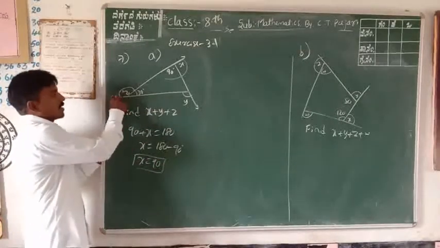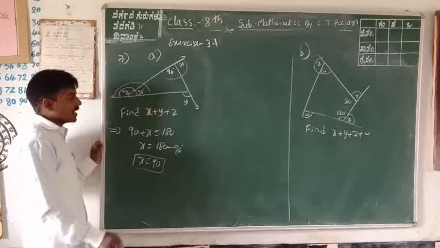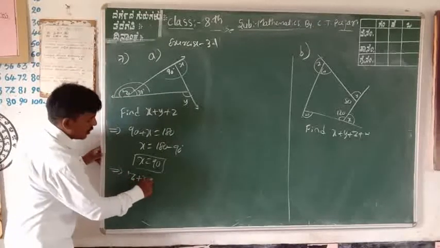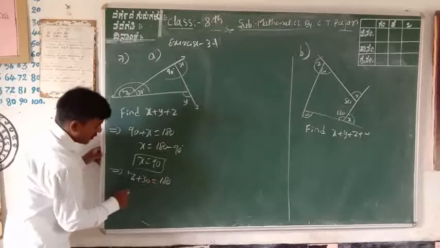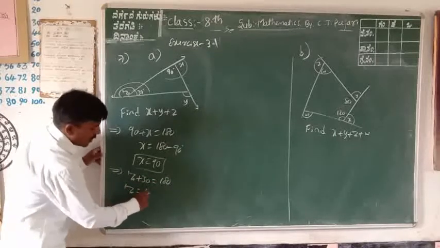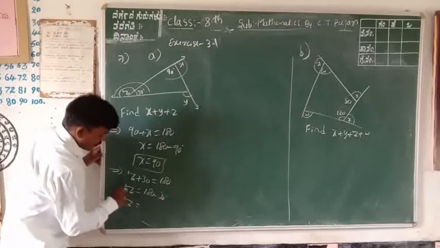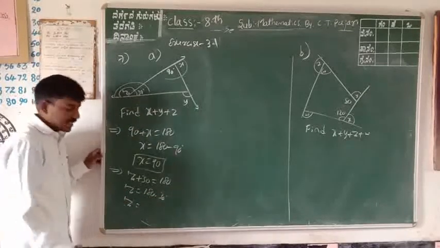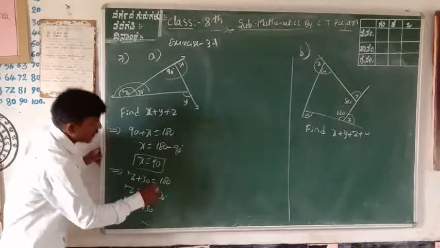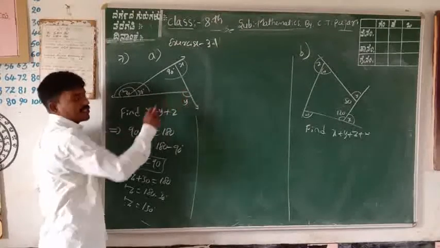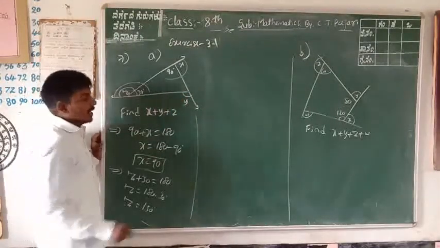What about this one? These two are also a linear pair. Linear pair means z plus 30 is equal to 180 degrees. Therefore, z is equal to 180 degrees minus 30. Z is equal to 180 minus 30, which is 150.